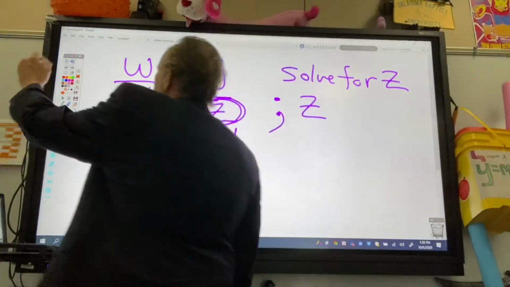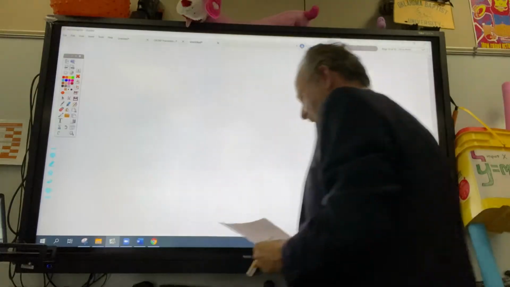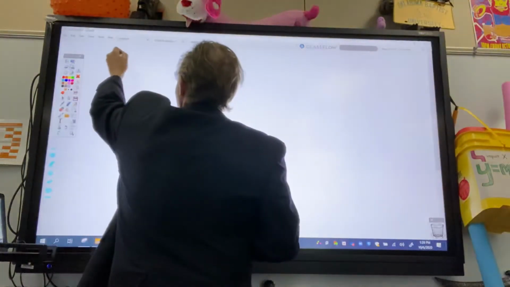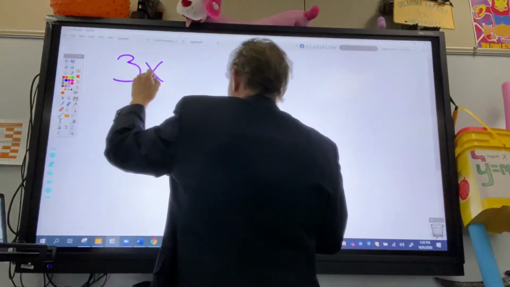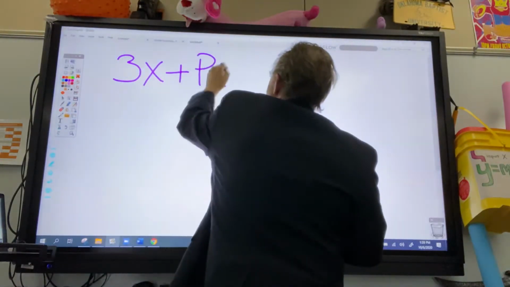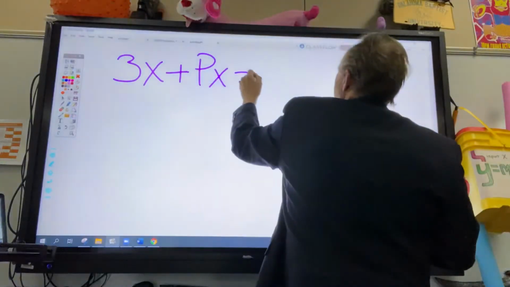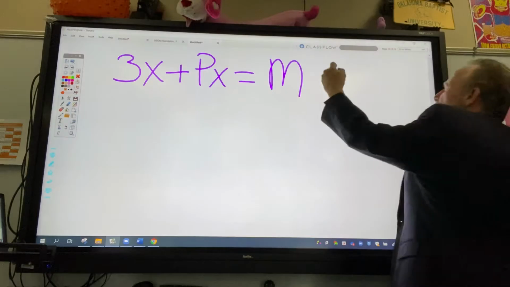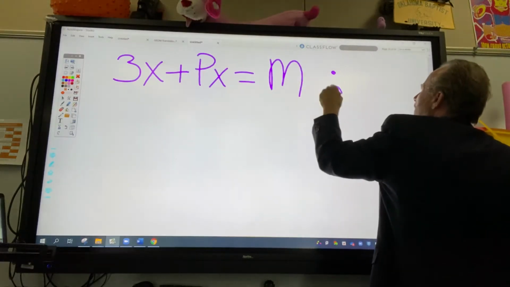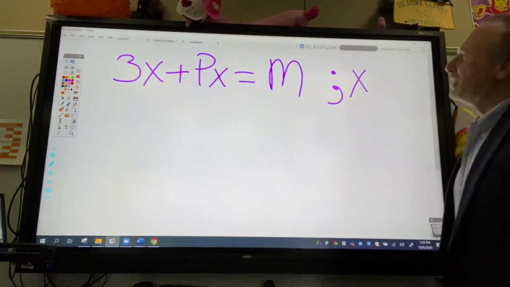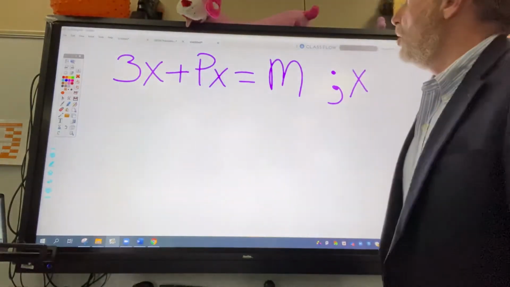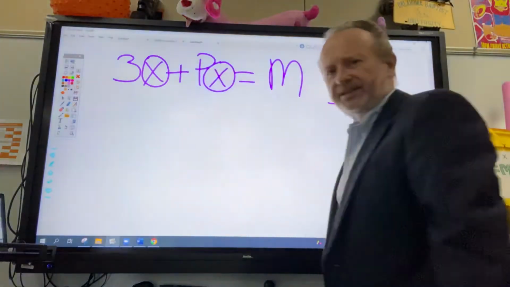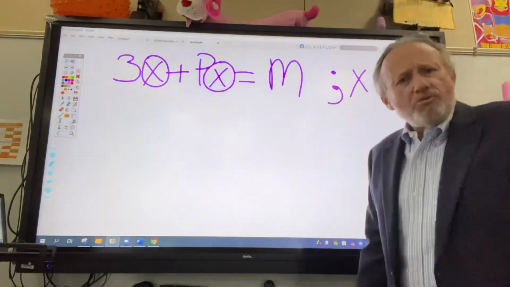All right, let's go to a little more advanced problem. Now watch what I have here. I have 3x plus px equals m. Now I'm looking here and I'm saying, well, what am I going to solve for? Well, I'm going to solve for x. But I look at my problem and I'm thinking, wait a minute, I got to circle what I'm solving for, but look, I got 2 x's. How am I going to solve with 2 x's?